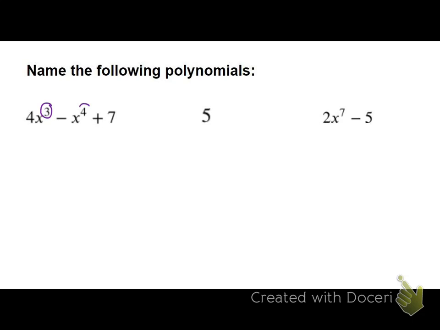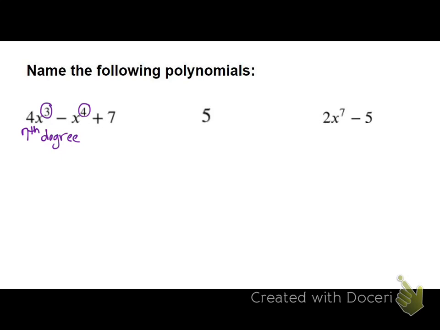3 and 4, right? Look at the degrees. The exponent is your degree. So I have 3 and 4. What's 3 plus 4? 7. So how many degrees do I have? 7. So it's going to be 7th degree.